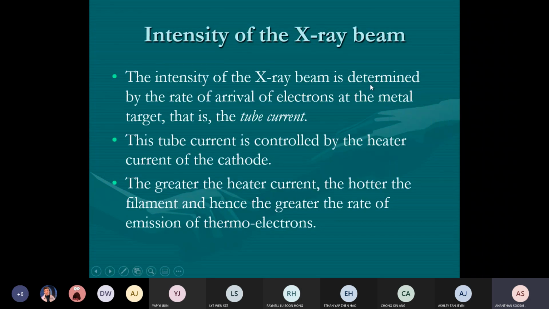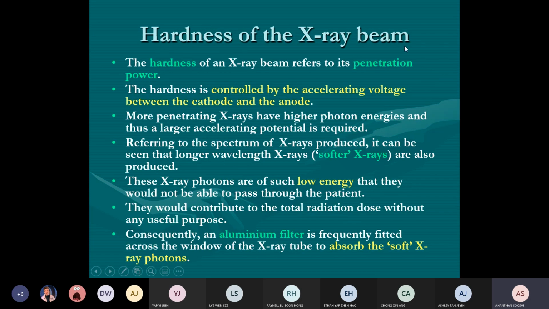Then we talk about X-ray intensity. How do you raise the intensity? Increase the tube current. The current in the filament, you raise it, and more electrons will be freed. So more electrons are going to collide with the anode, so more X-ray photons will be produced, so the X-ray is more intense.